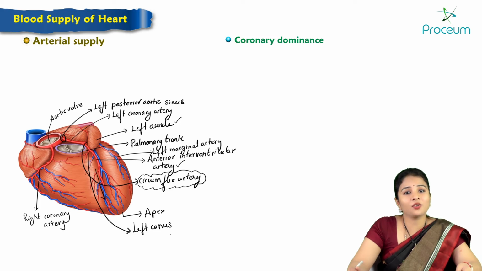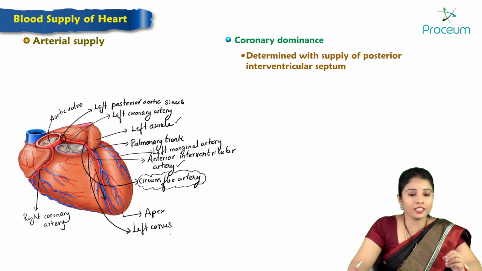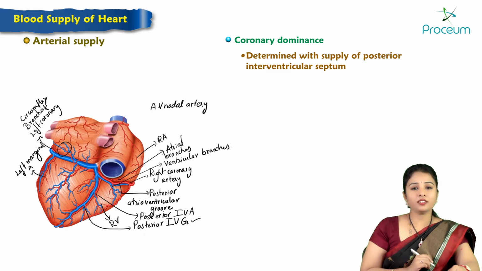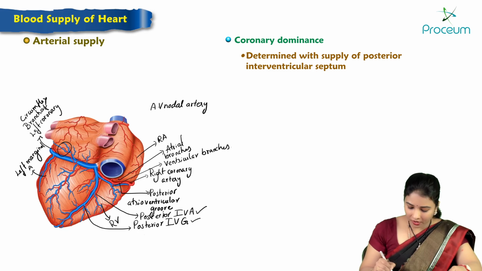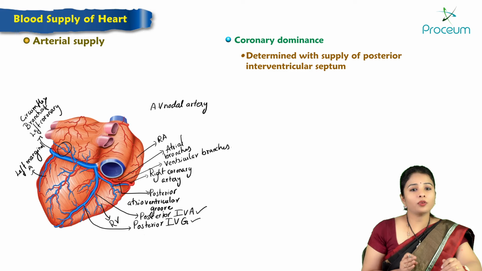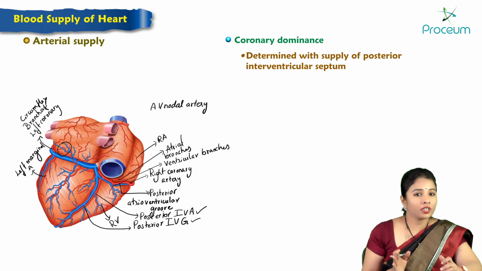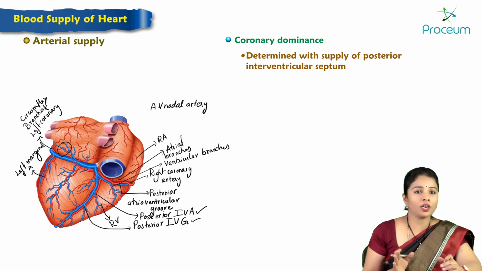What is this coronary dominance? Coronary dominance is determined with the supply of posterior interventricular septum. So in this image we can see the posterior interventricular artery normally gets origin from the right coronary artery. Suppose the posterior interventricular artery gets origin from the left coronary artery, it is called left dominant. If the posterior interventricular artery gets origin from the right coronary artery, it is called right coronary dominance. So coronary dominance is determined by the posterior interventricular artery.